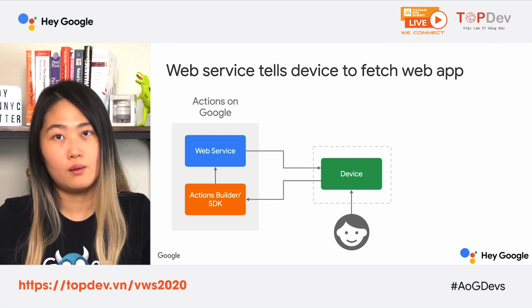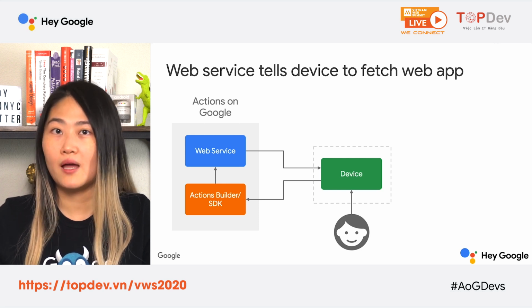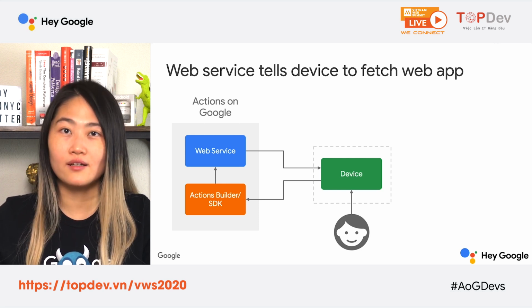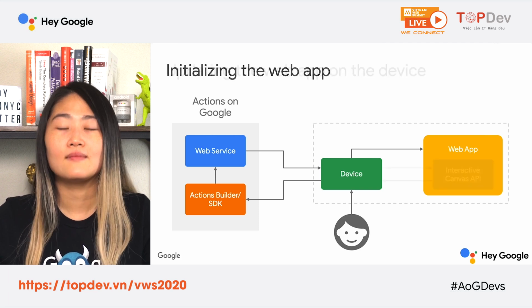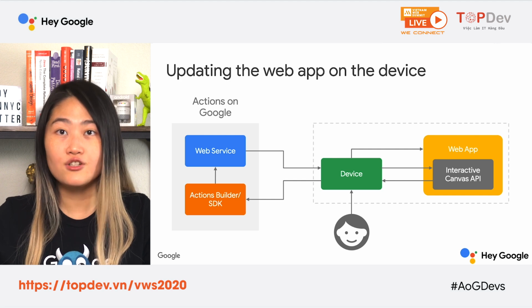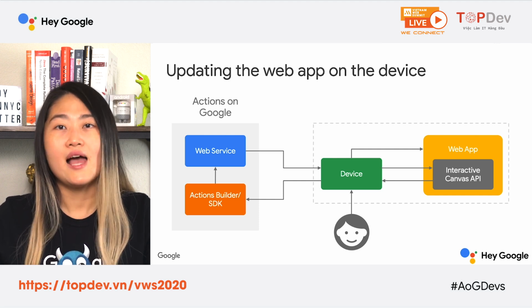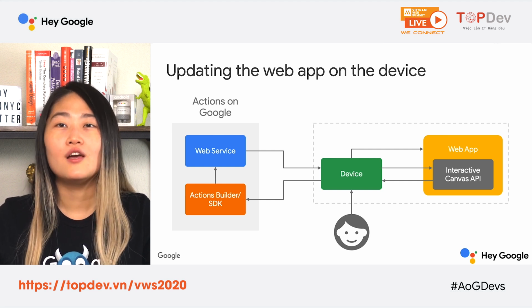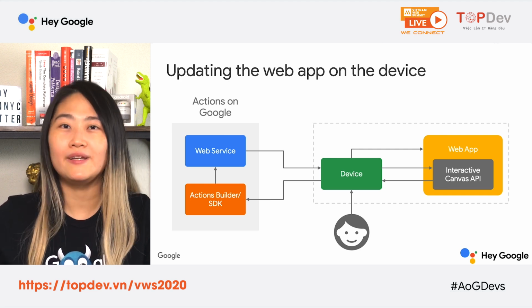When returning a prompt, your web service includes data like the Canvas web app URL and other metadata. Once the device receives this, it will initialize your web app. In the web app, the Interactive Canvas API is initialized, and then the website is rendered on the device. As users interact with your action, you can update and request data between the server and the client. This is the high level of what is happening.